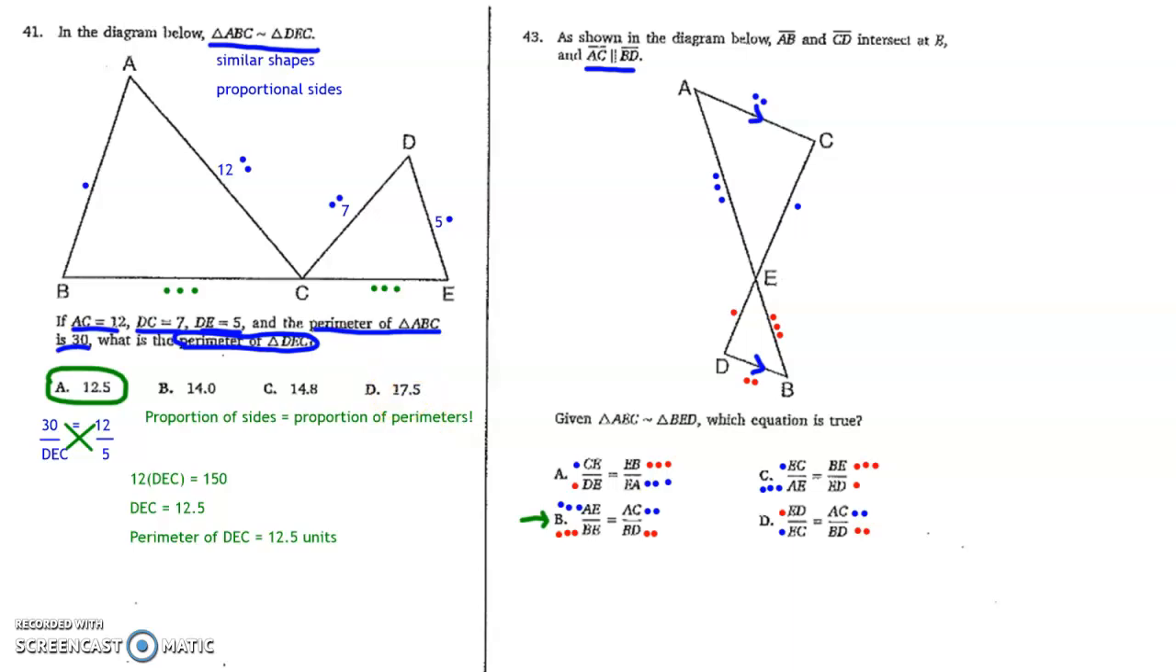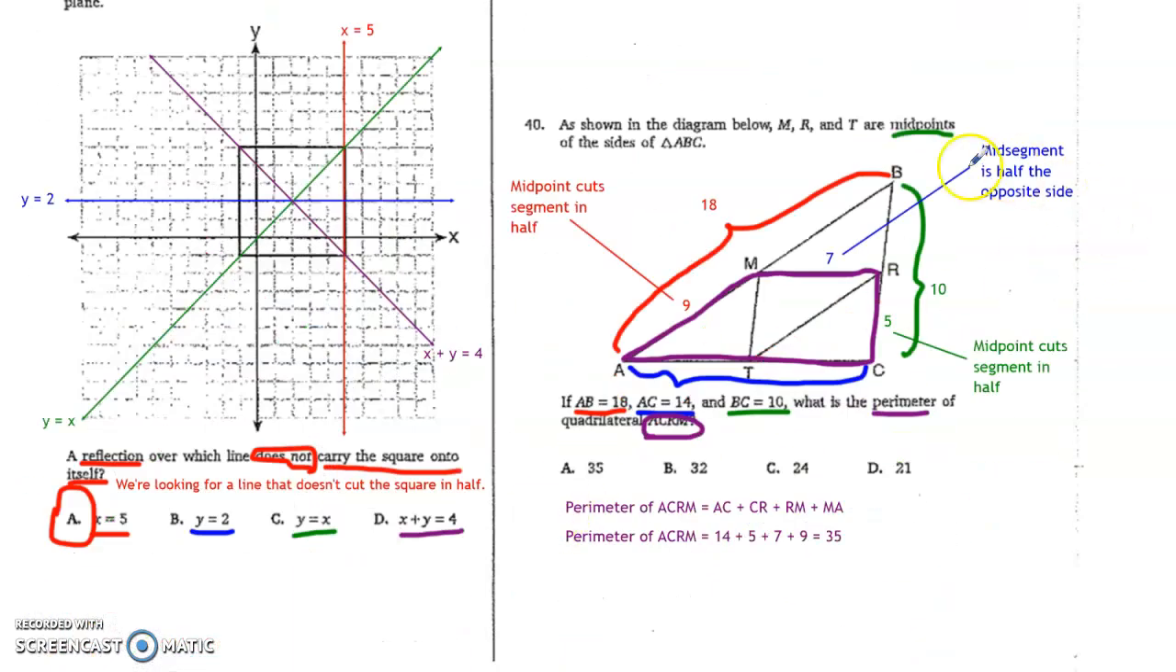The next problem that we are going to go over is question 40. It tells us that M, R, and T are midpoints, which means they are directly in between the line segment. For example, from B to C, I know that's 10. The midpoint cuts the segment in half, so this distance is 5. This distance is 7 because a mid-segment is half the opposite side, because this opposite side is 14. And a midpoint cuts the segment in half, so if the whole segment is 18, this guy's 9.